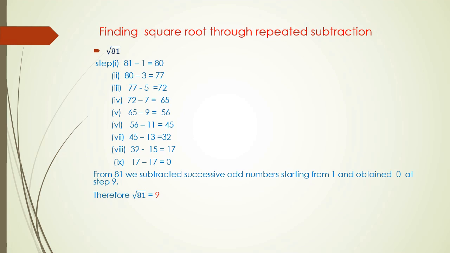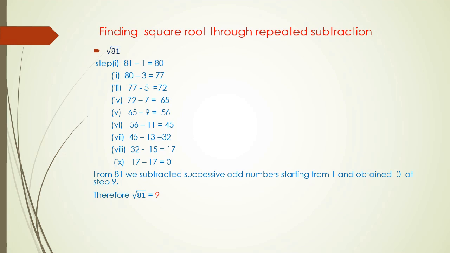Finding square root through repeated subtraction. Children, now let us find how to find the square root of a number by repeated subtraction. I am doing here square root of 81 and you know it is 9. Without calculation you know it is 9. Now how can we do this square root by repeated subtraction? Let us see.